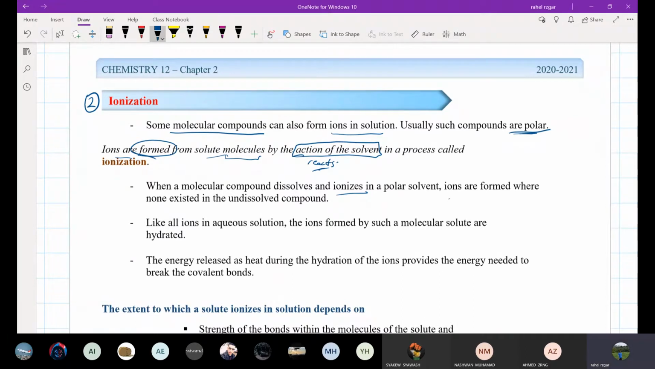And like all ions in aqueous solution, just like any ions, if they are in water, they are called what? Hydrated. If you see any ion that is surrounded by water, we call the ion hydrated. All right.